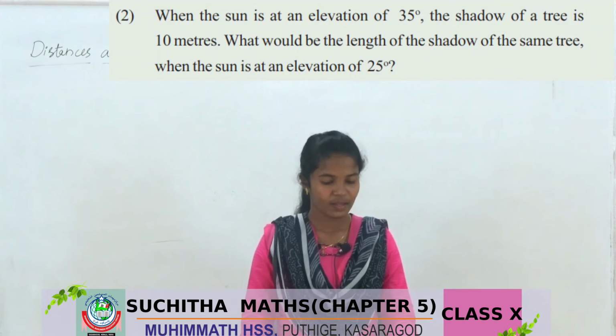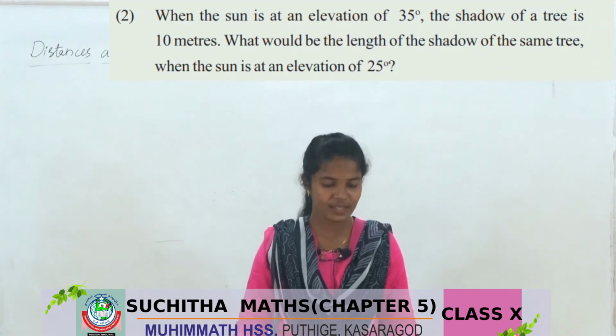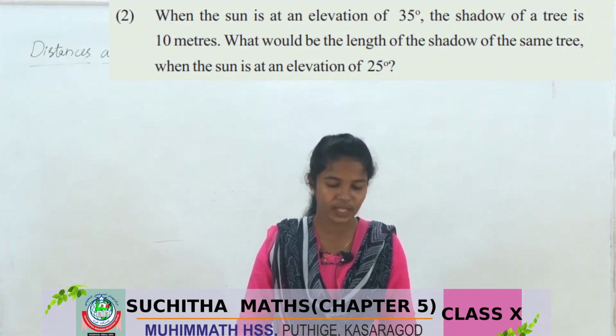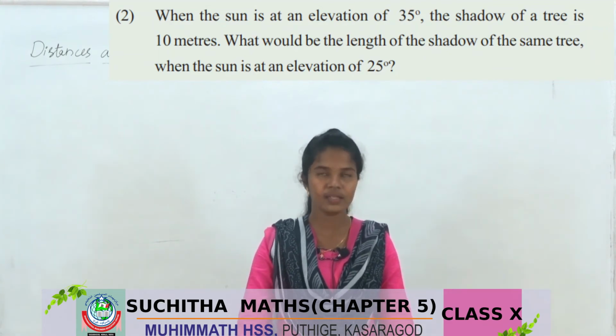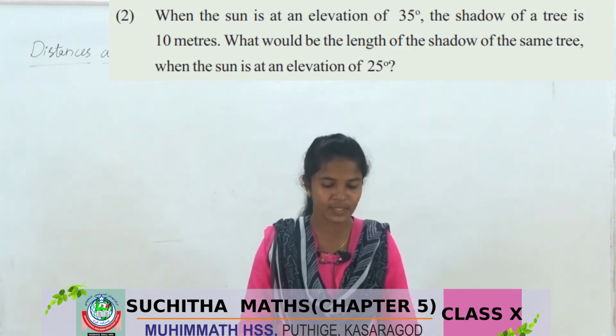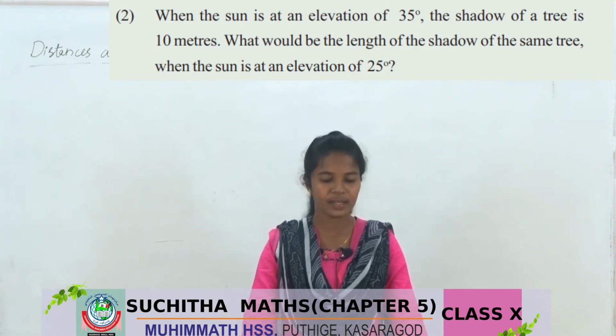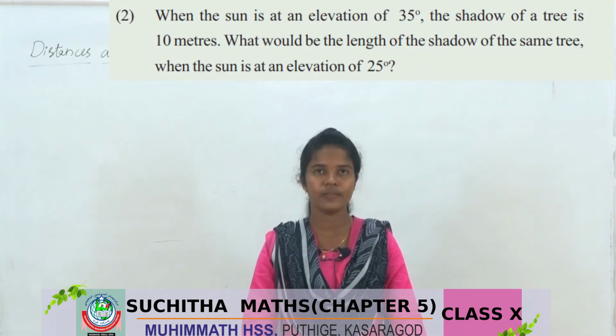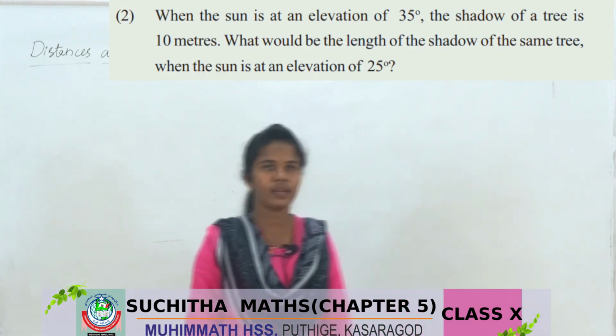Okay. Next question. When the sun is at an elevation of 35 degrees, the shadow of a tree is 10 meter. What would be the length of the shadow of the same tree when the sun is at an elevation of 25 degrees? First, draw a rough figure.